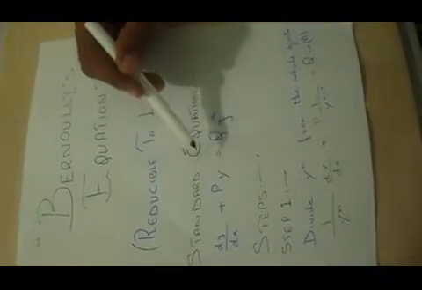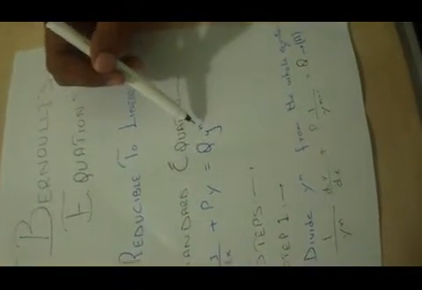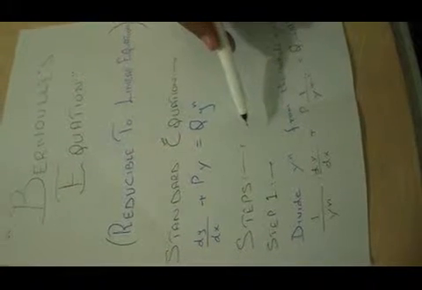Today our topic is Bernoulli's equation, which is also called reducible to linear equation. Our standard Bernoulli equation is dy/dx + Py = Qy^n. Now there are steps to solve our Bernoulli equation.